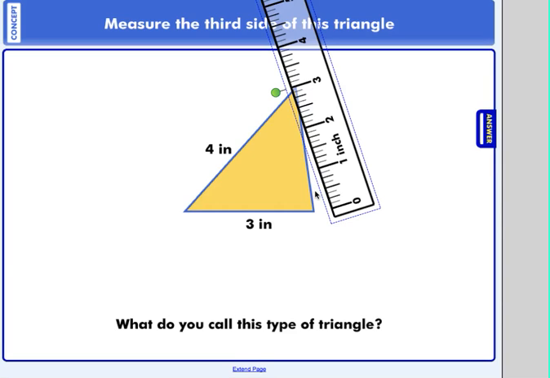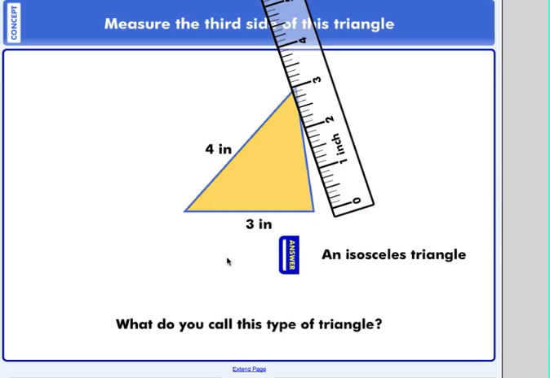So here we have a triangle that has sides of 3 inches, 3 inches, and 4 inches. What do we call this type of triangle? This is a tough one for kids to remember. It's called an isosceles triangle. Isosceles triangles have 2 sides that are the same length. We're going to talk more about that kind of triangle in a little bit.